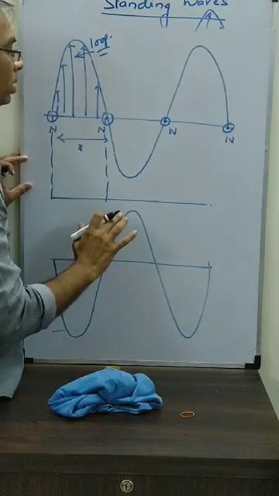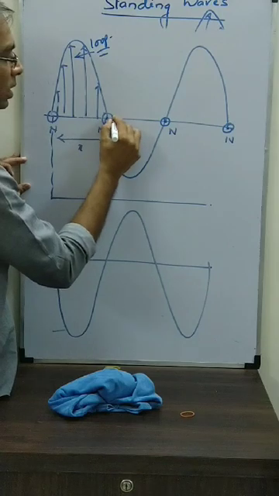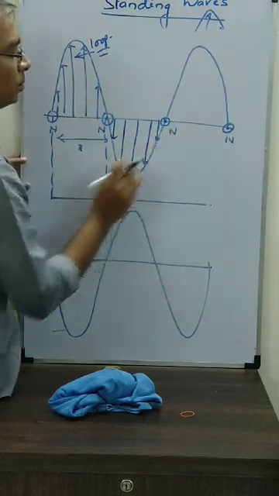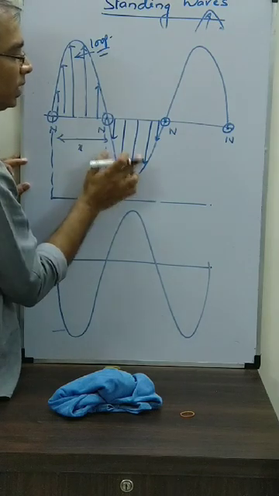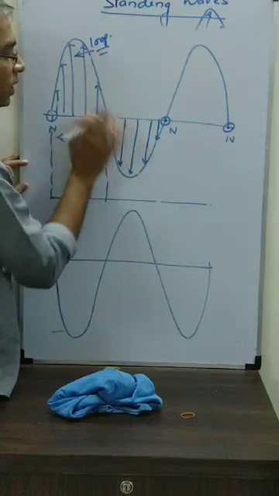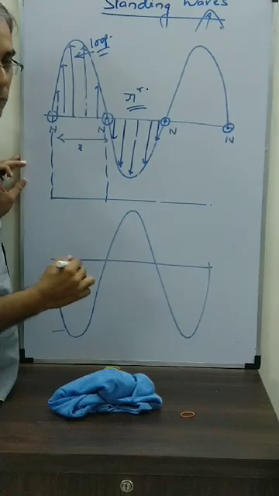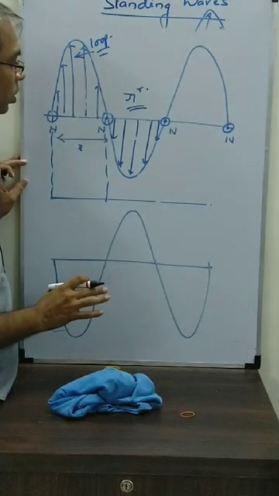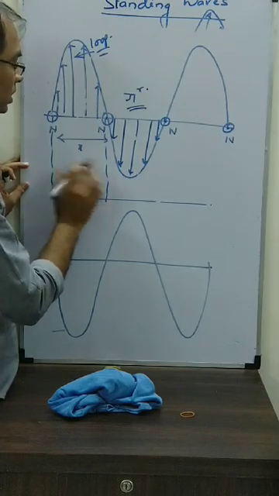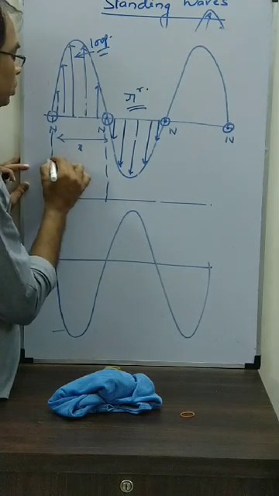And the second most important thing in this: you can see the particles in one loop are all upwards, and here all the particles are downwards. So in consecutive loops, the phase difference between the motion of particles is 180 degrees. This is going down, this is going up. So what is the phase difference between the two? Pi radian. Remember these are the basic points. And one more, what is the distance between two successive nodes? It is lambda by 2.